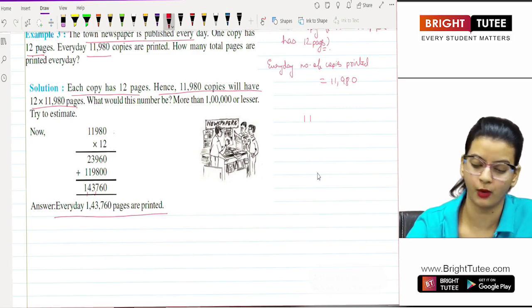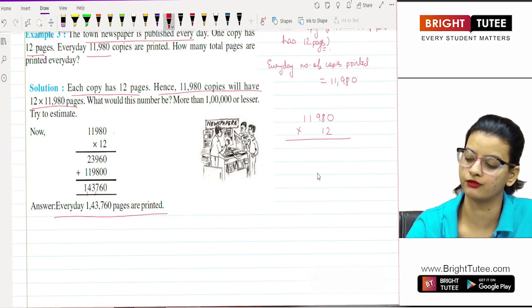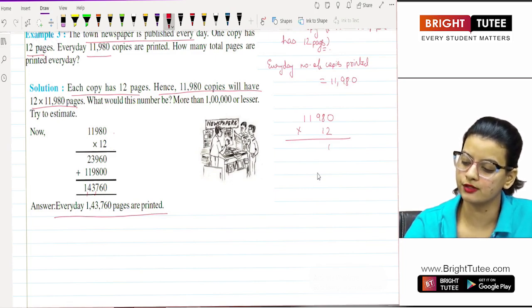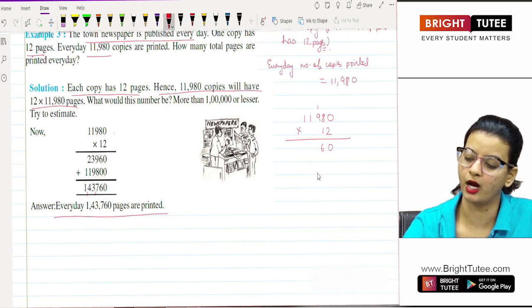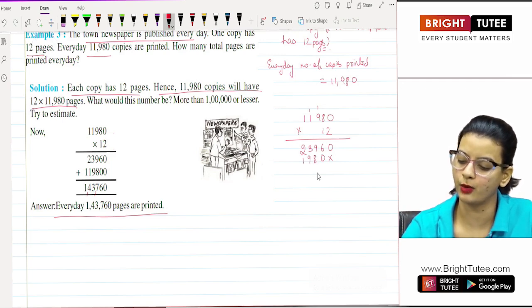I will do it over here, 11980 into 12. So, let me do this calculation for you. Now, 2 into 0 is 0, 2 into 8 is 16, so 6 carry over 1, 2 into 9 is 18 plus 1 is 19, so 9 carry over 1, 2 into 1 is 2 and plus 1 is 3 and 2 into 1 is 2. Okay. Now, 1 into 0 is 0, 1 into 8 is 8, 1 into 9 is 9, 1 into 1 is 1 and 1 into 1 is 1.